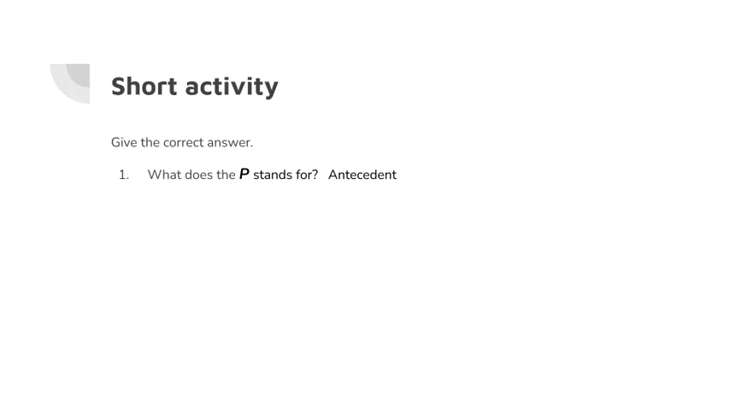Let's have a look at the second question. What does the Q stand for? I will give you 5 seconds to answer. 1, 2, 3, 4, 5. The answer for the second question is that the Q stands for the consequent.